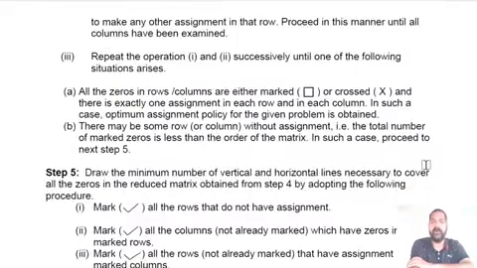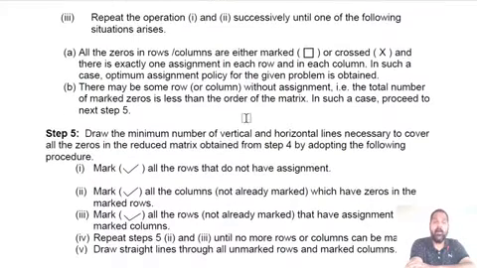to make another assignment in that row. Proceed in this manner until all the columns have been examined. So do this till you have exhausted all the columns also. And now, if there are still zeros that are pending, repeat the operation 1 and 2 successively until one of the following situations arises. So keep doing this until one of the two things happen.